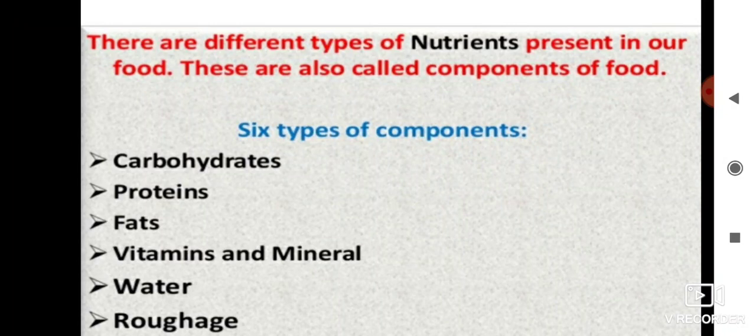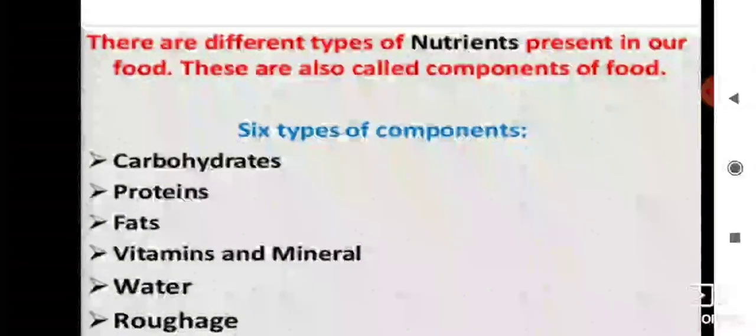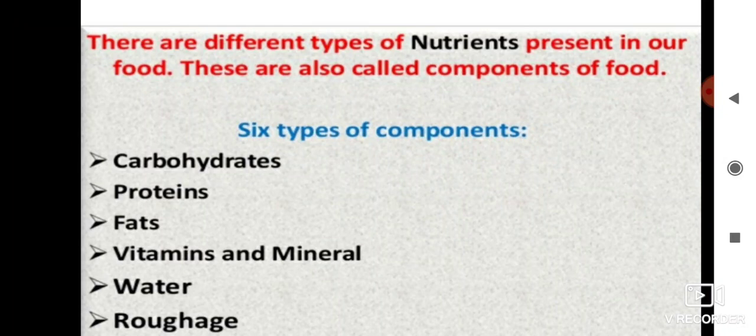What are those components of food? Carbohydrate is a component of food. Protein is a component of food. Fats are a component of food. Vitamins and minerals are components of food. And water and roughage, we can call these components of food as well. Let us see how these components of food are useful in our body.